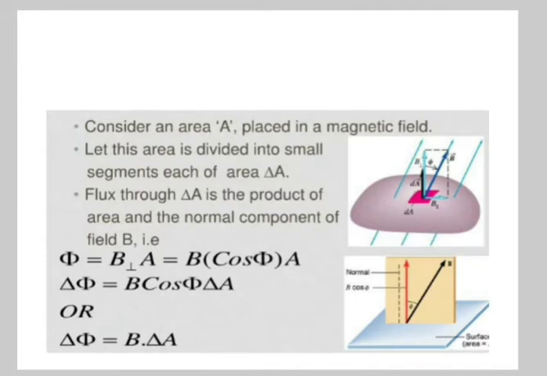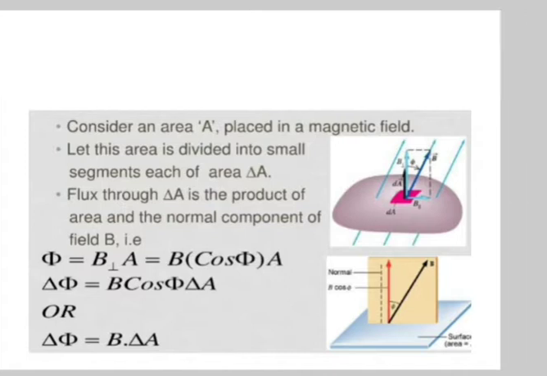So if we consider an area A which is placed in a magnetic field, let this area be divided into small segments, each segment of area delta A. Then the flux through delta A is the product of the area and the normal component of the field B. That is, it is B cos phi times delta A. So delta phi is B cos phi delta A, or we can say B dot delta A.